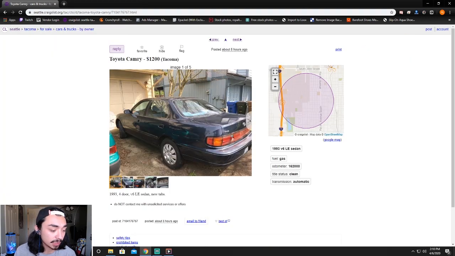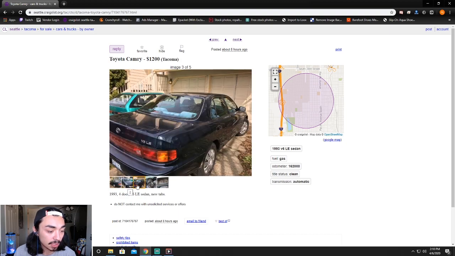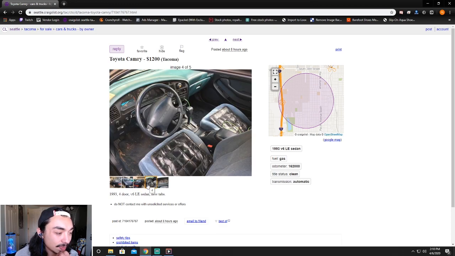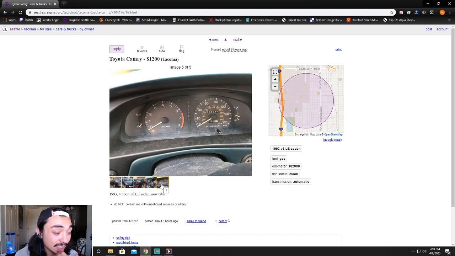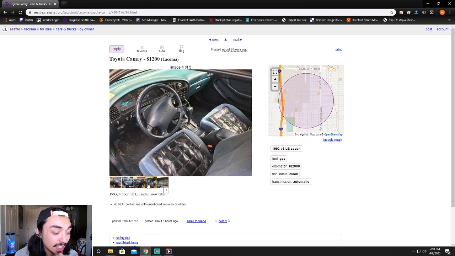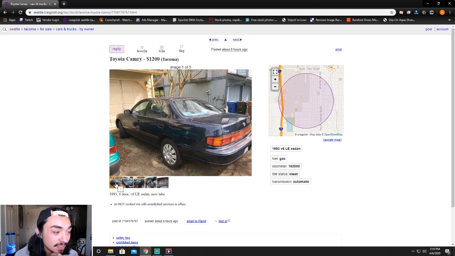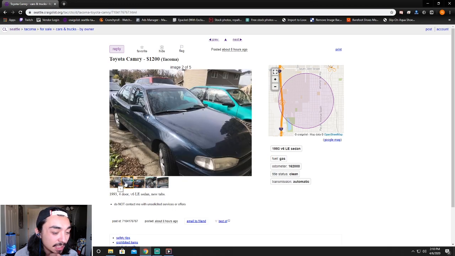Let's look at this Camry here. V6 LE sedan, new tabs, 162,000. So he wants $1,200, $200 more. Oh, it's the same car. It's the same guy selling. So he wants $1,200 for this one, and honestly, I think this one's worth less. Interesting. Yeah, so V6 Camry, I don't know if I'd want that anyway.